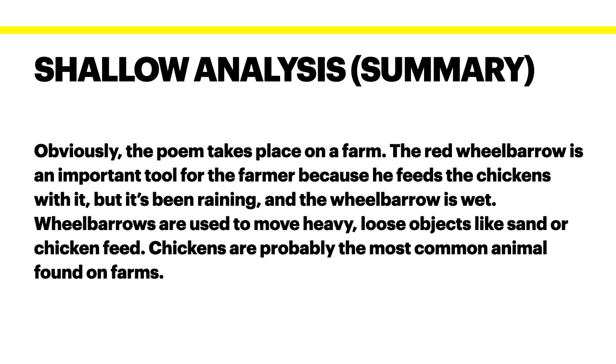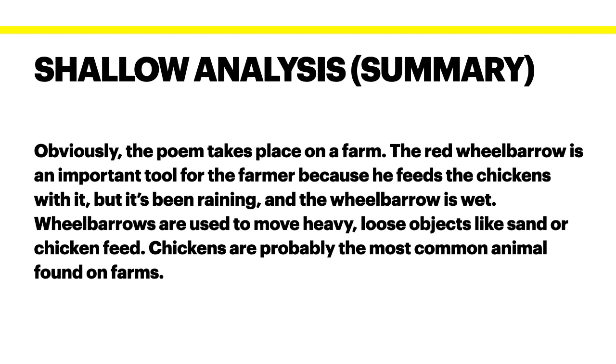Obviously, the poem takes place on a farm. The red wheelbarrow is an important tool for the farmer because he feeds the chickens with it, but it's been raining and the wheelbarrow is wet. Wheelbarrows are used to move heavy, loose objects like sand or chicken feed. Chickens are probably the most common animal found on farms.